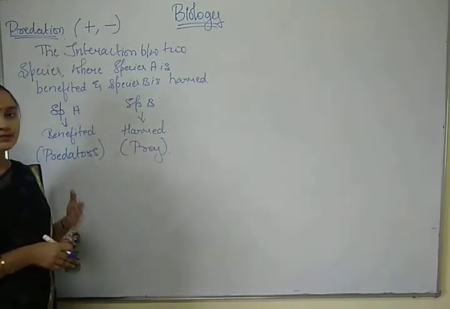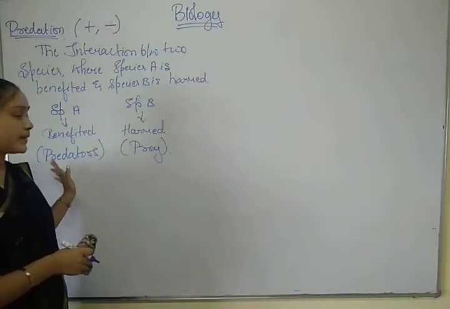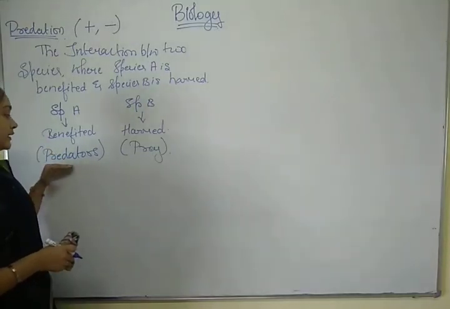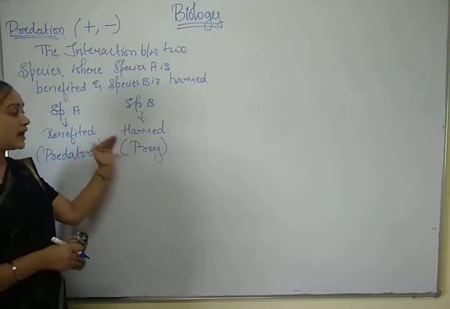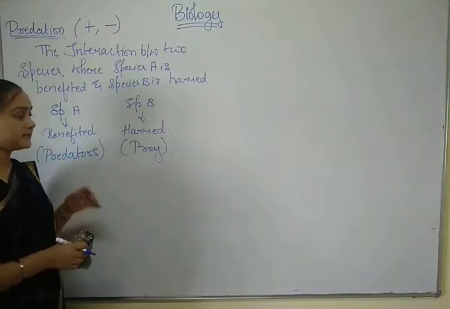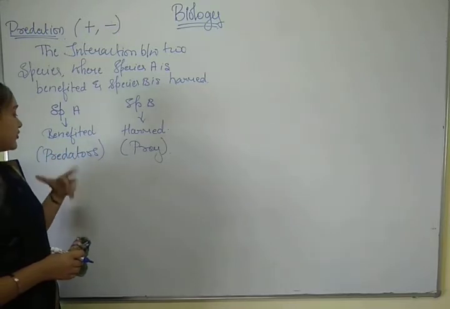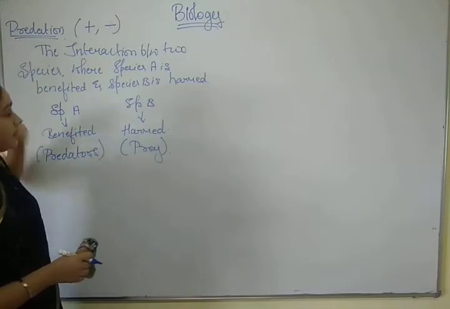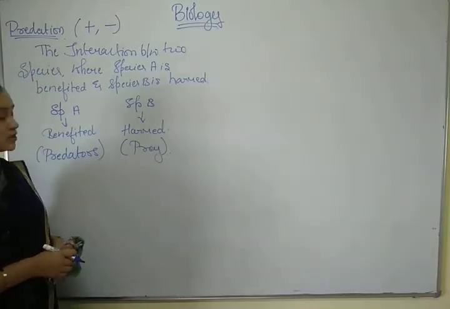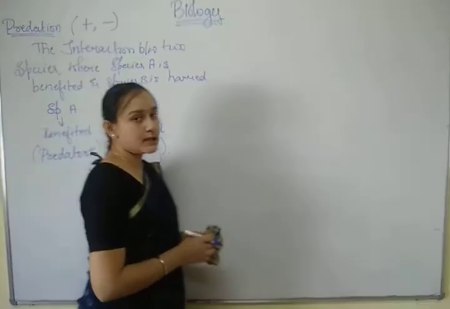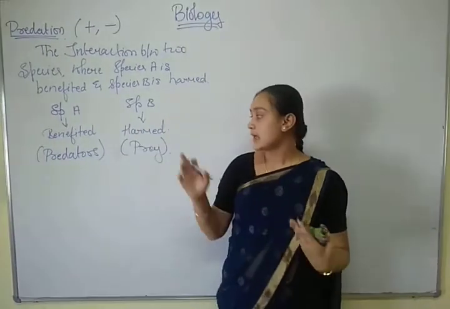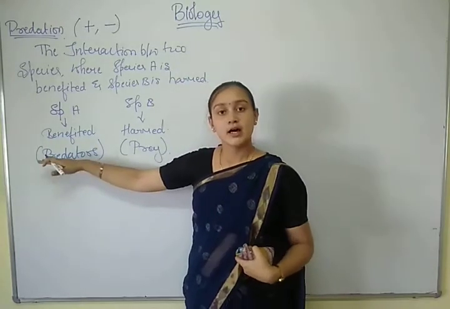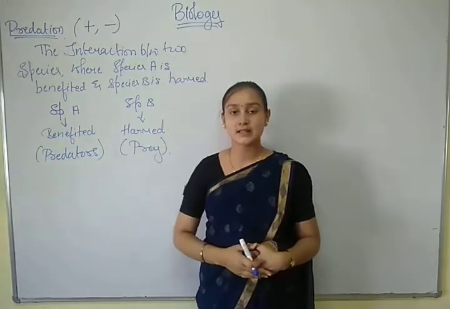In parasitism we discussed the parasite and the host, right? Likewise here the benefited one is called the predator, and the harmed one is called the prey. This interaction between the predators and the prey comes under predation. Now let's see how these predators maintain the balance in the ecosystem.